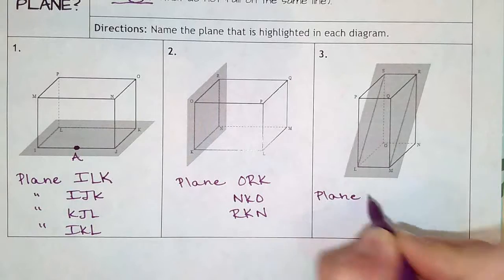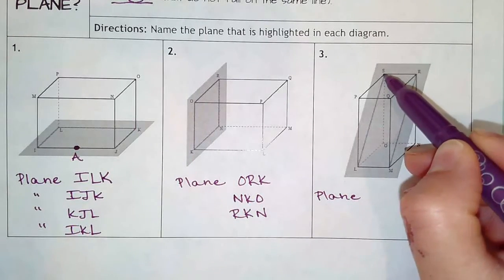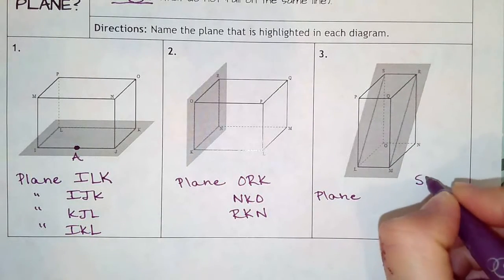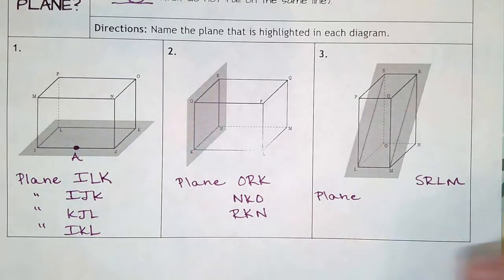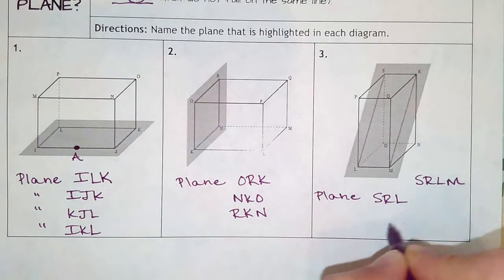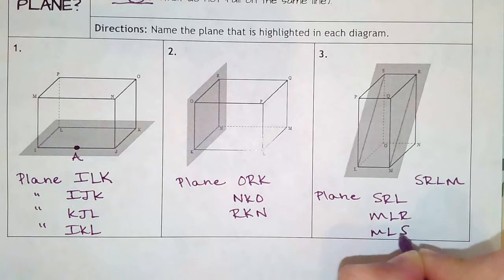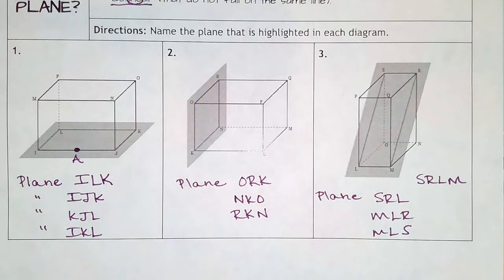So again, you would just pick any 3 letters that are diagonal. Options look like S, R, L, and M. So any 3 letters of those. So plane SRL, MLR, MLS. Yeah, that's all to it. So planes, any 3 points that don't fall on the same line.